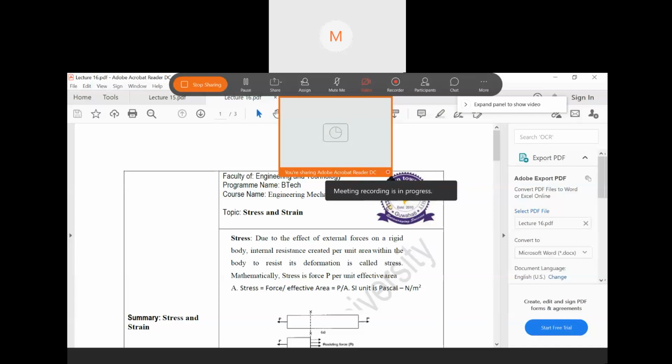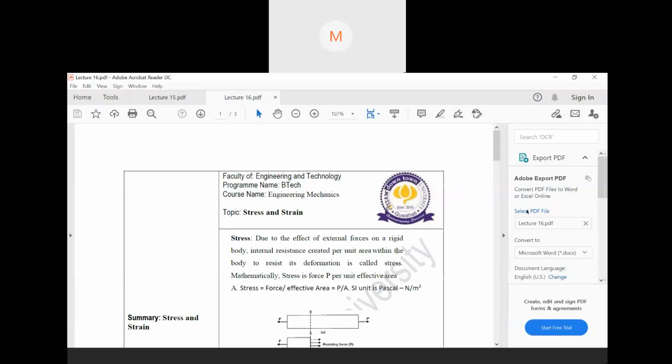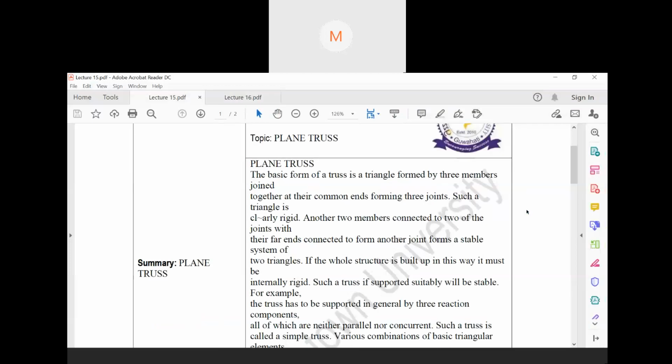So, plane truss. What is a plane truss? Just now we discussed that the basic form of a truss is a triangle formed by three members joined. For a basic structure of the truss, it will look somewhat like this: a simple triangle. Here is one support, and here is another support. In this way, this is called a basic truss.